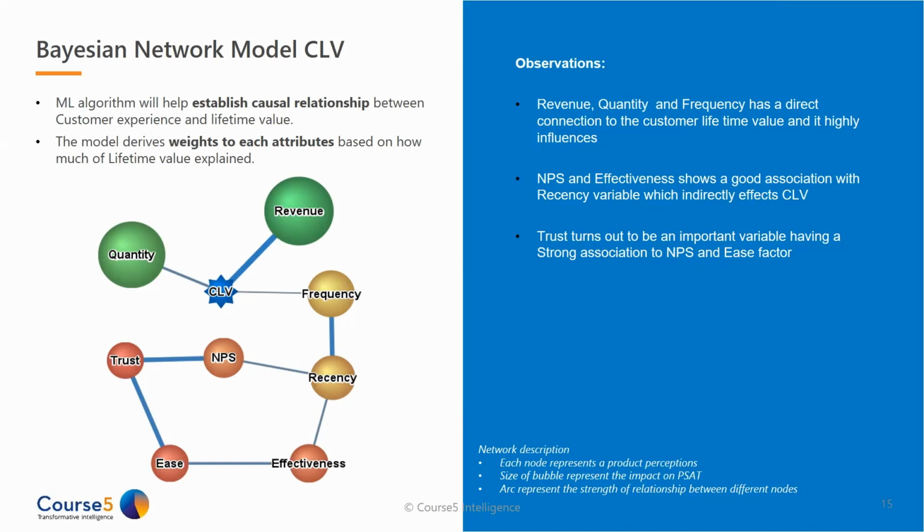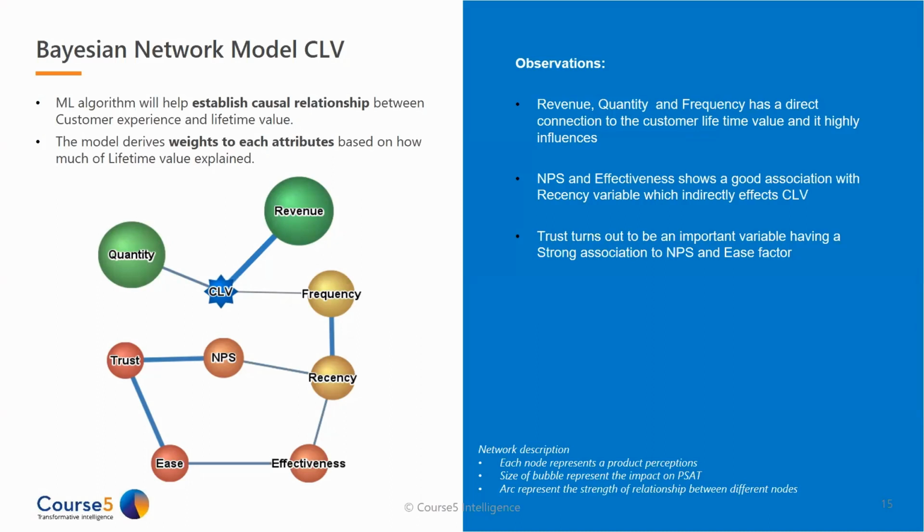And though we cannot see the customer experience variable directly connecting to CLV, all the customer experience variables are connected to recency, especially NPS and effectiveness. In turn, they are connected to frequency and to CLV. So one key inference that we derived from this network is that when we do a typical CLV model, we will get values in a table format, right?